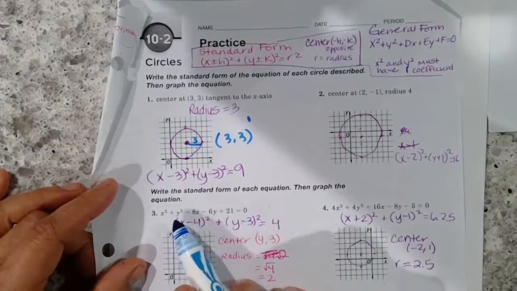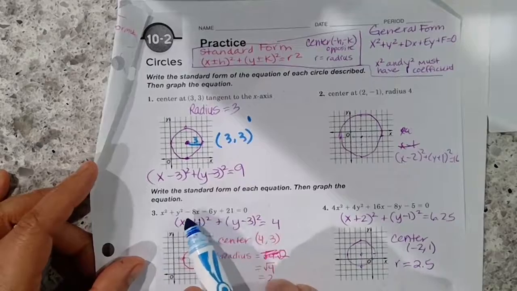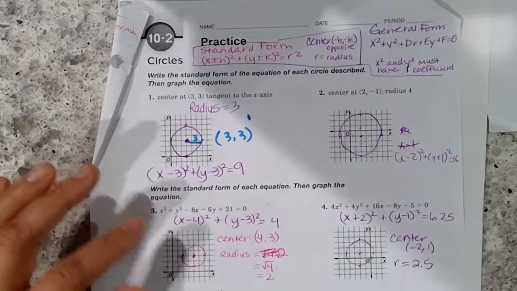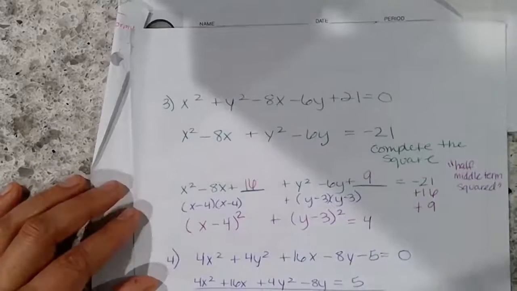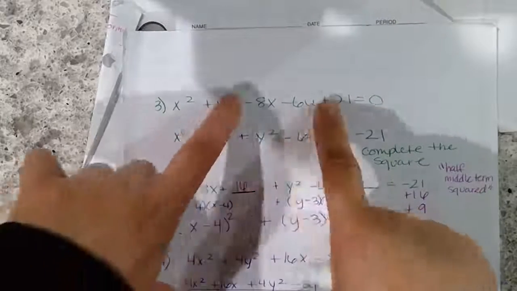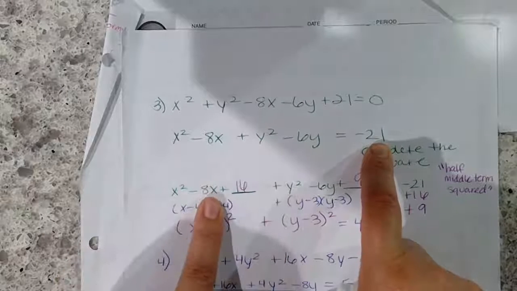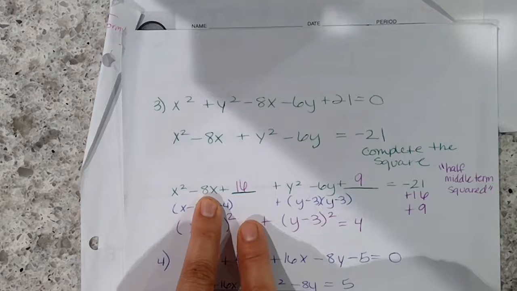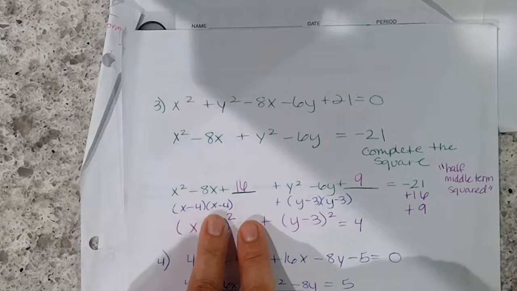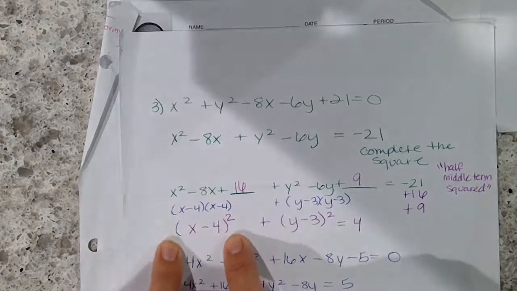The other thing that they'll do is they'll give you the equation in standard form, and you actually have to rewrite it. So how do you do that? You complete the square. You get your x's together, you get your y's together, and you move your constant to the other side. Then you complete the square. Half of negative 8 is negative 4. Negative 4 squared is 16. Rewrite that as a perfect square.